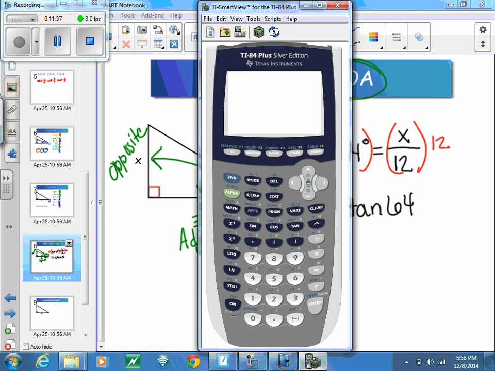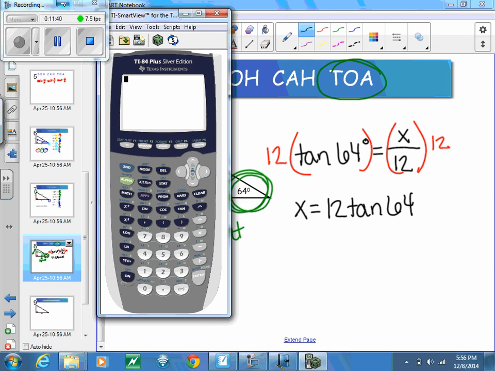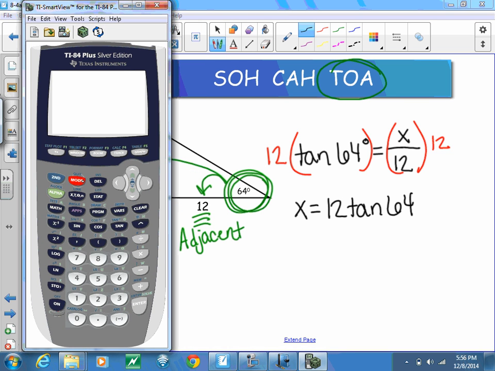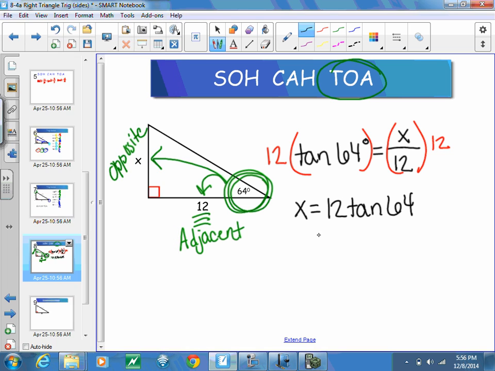So for here, first of all, you want to make sure that your calculator is in degree mode. So I'll help you with that in class. If I look at my calculator here, I'm in radian mode, so I'm going to change that real quick. And if I'm going to find 12 times the tangent of 64, I'm going to just type in 12. And my tangent button is right here, kind of straight above the 9. So 12 times the tangent of 64. Close the parenthesis, and then here's my answer, 24.6 approximately. And that's now my missing side of x.